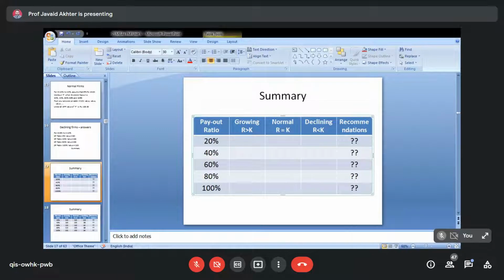Let me check. 140, 30, 10 correct, 100, 84, 88, 92, 96, 100 correct. So the figures that I am getting from most of you are correct. I'll just wait for a minute or so. Let me receive some more answers.